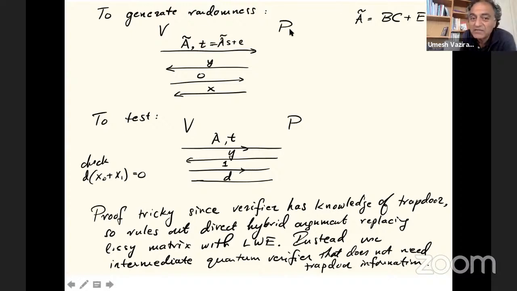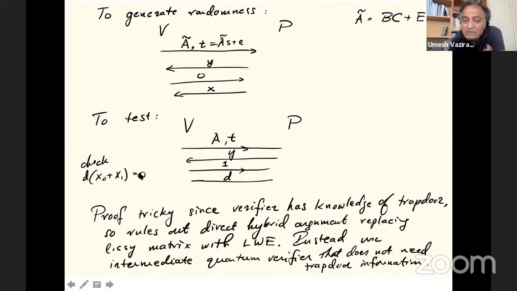So the protocol looks something like this. You take your lossy matrix, and if you intend to actually generate randomness, you send the verifier this lossy matrix plus an LWE sample for that. The prover commits to y. You send back 0, saying I want a pre-image. The prover sends back a pre-image, which is now, hopefully, a random pre-image. Then to test, you pick an LWE matrix and a sample, and you run through this protocol asking for an equation, and you check.